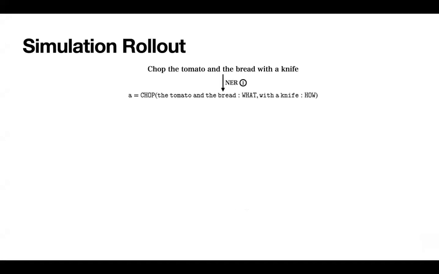We first convert it to a function representation consisting of the verb chop, the phrase the tomato and the bread, corresponding to the what category, and the phrase with a knife, corresponding to the how category. We detect the word and in the what chunk and write down an initial formula phi with the and operator.